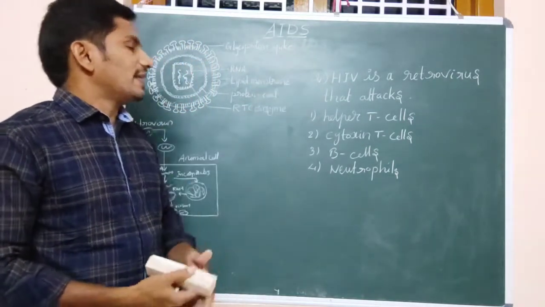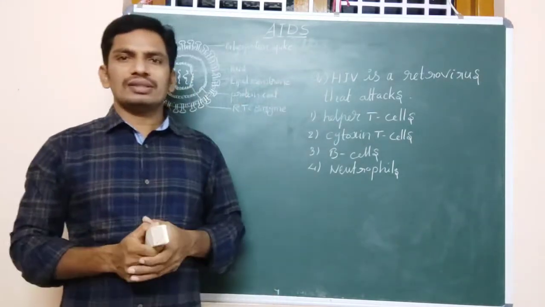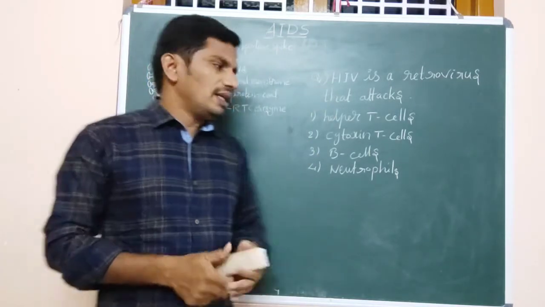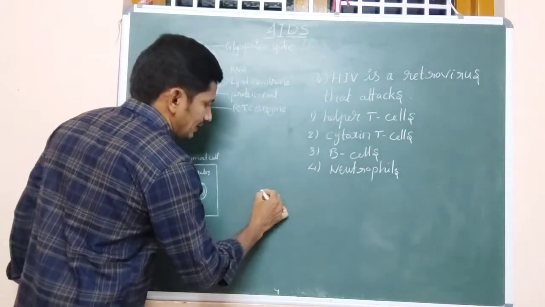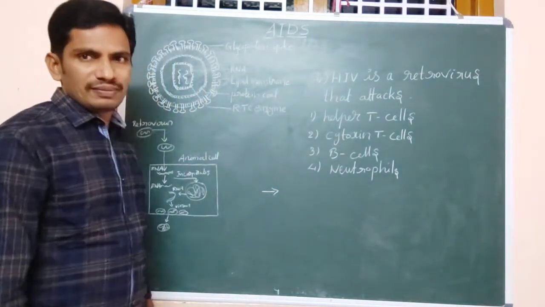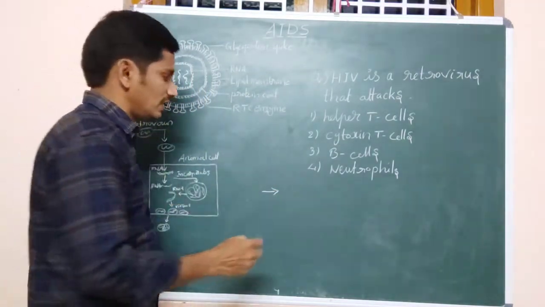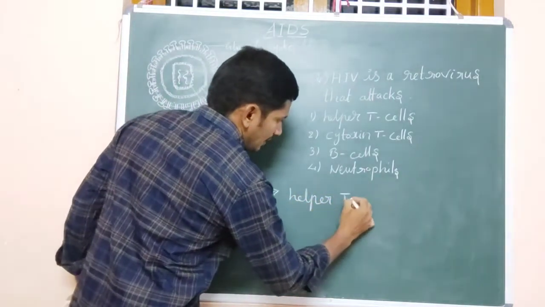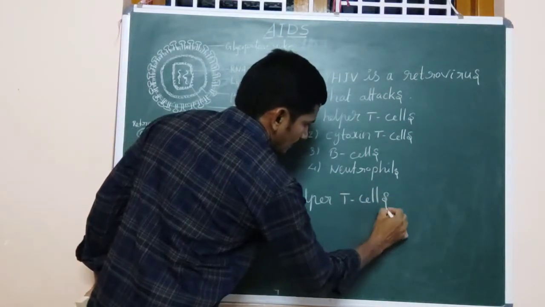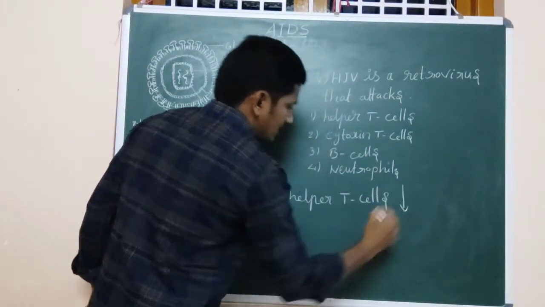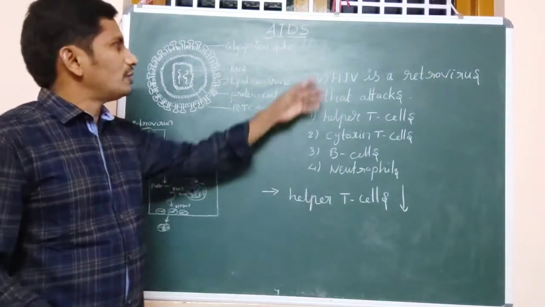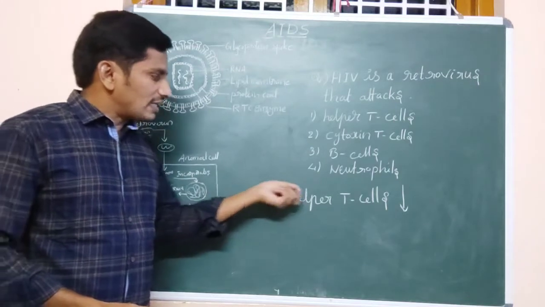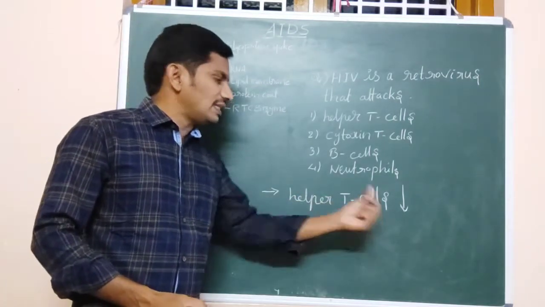Here AIDS is a syndrome. When it infects the person, helper T cells gradually decrease when a person is infected with the HIV virus. That virus replicates in the helper T cells.